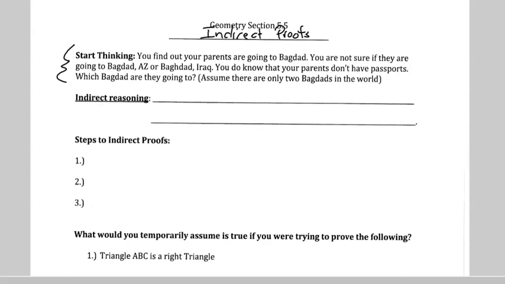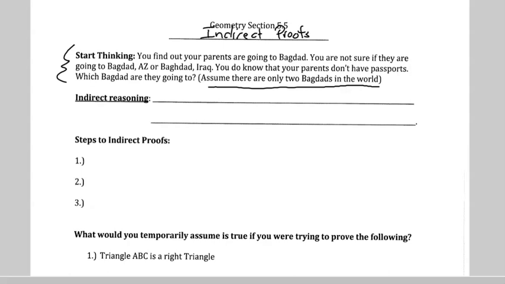Right here, it says start thinking. You find out your parents are going to Baghdad. You are not sure if they are going to Baghdad, Arizona or Baghdad, Iraq. You do know that your parents don't have passports. Which Baghdad are you going to? We're not going to make this super confusing. We're just going to pretend there are only two Baghdads in the world and they're both spelled the same: Baghdad, Iraq and Baghdad, Arizona. Yes, there is a Baghdad, Arizona.